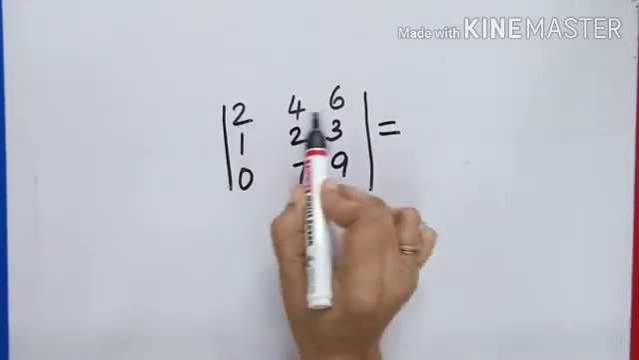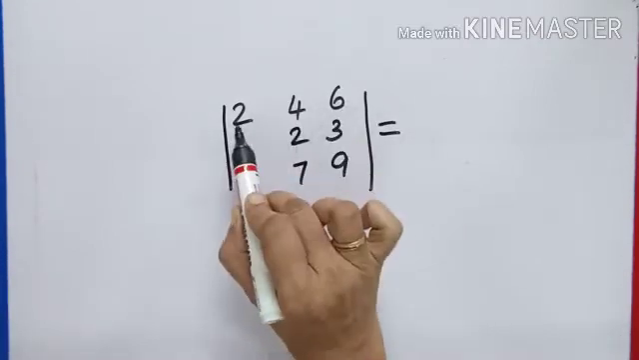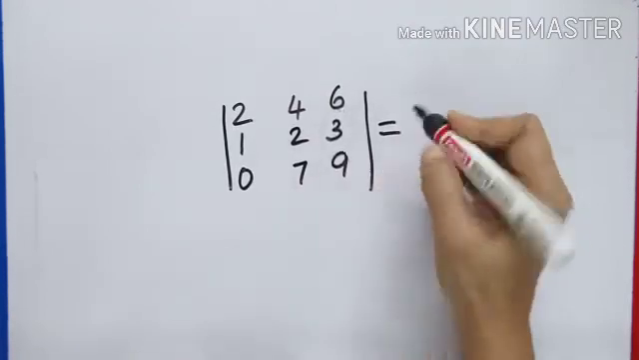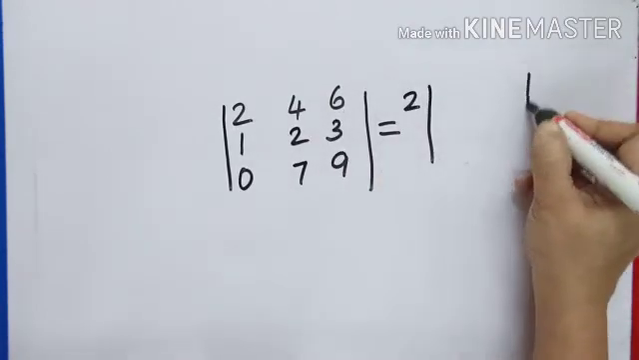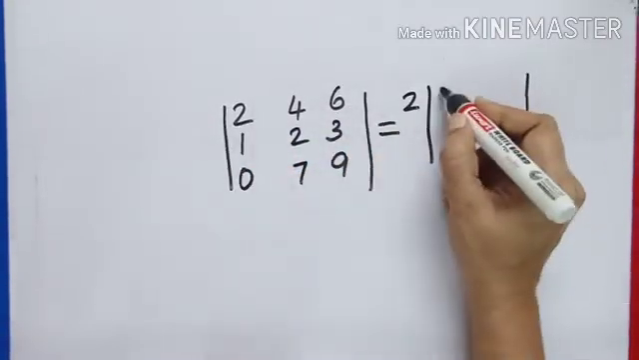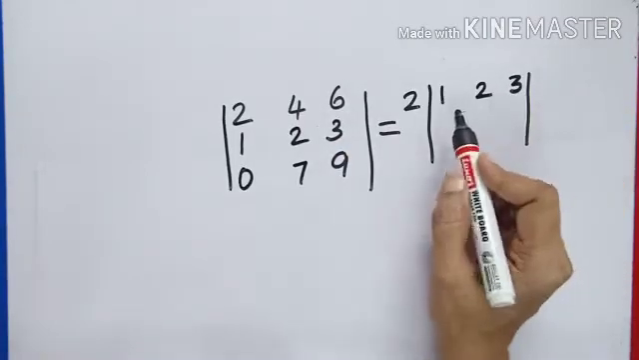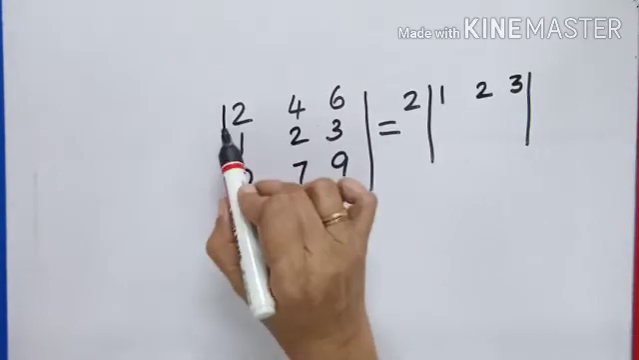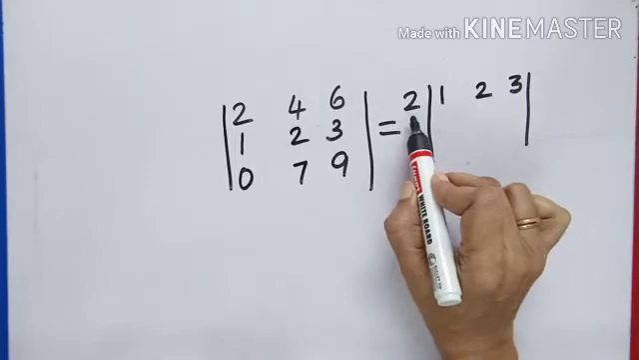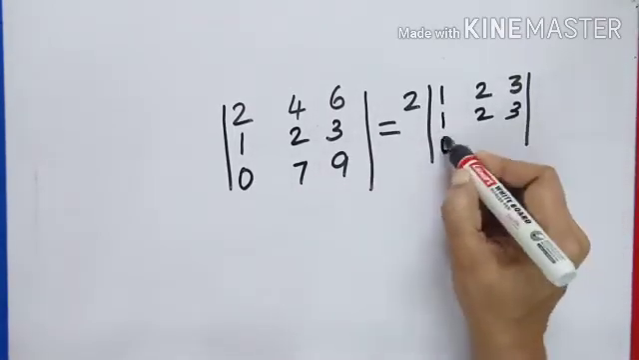When I see the first row, is there any number common? Yes, 2 is common for all the first row elements alone. Take 2 out. What remains? 1, 2, 3. If I take 2 out, 1 times 2, 2 times 2, 3 times 2. This is another property of determinants. If in a particular row a number is common, I can keep it out. Write the remaining in. Second row, third row, no change.